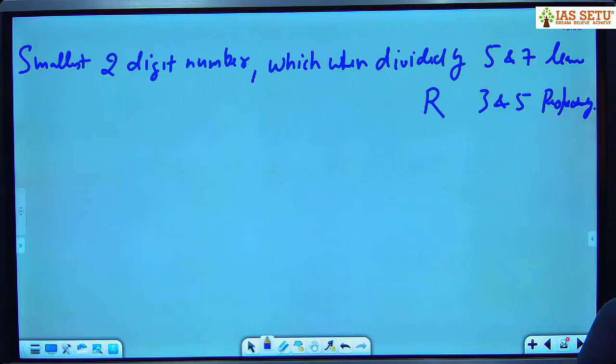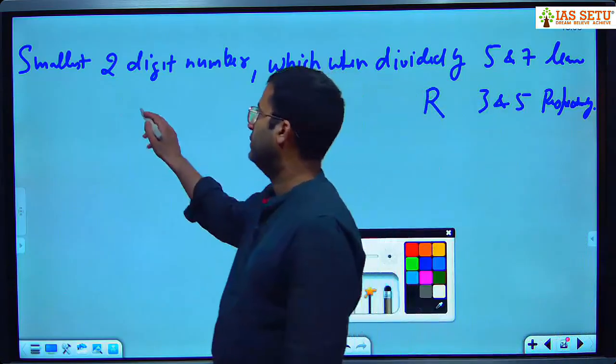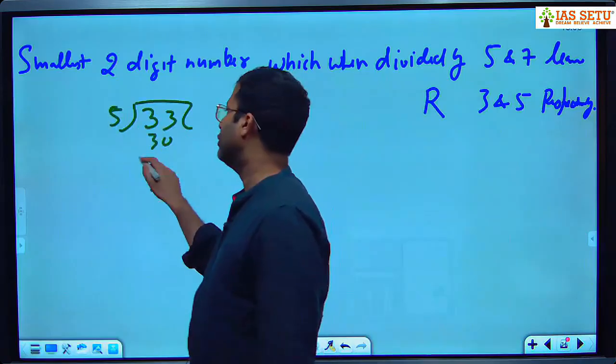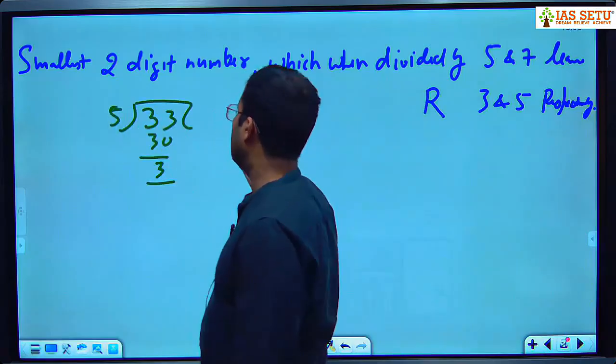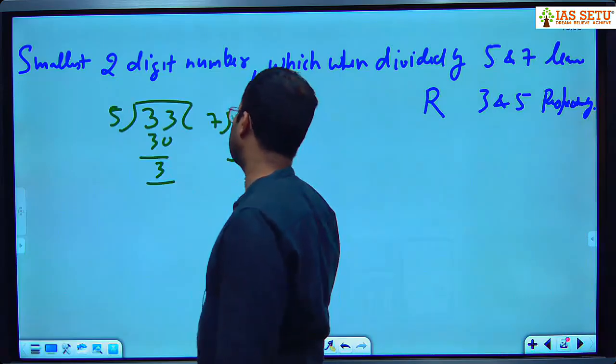Yes, many of you got answer 33. Let me check your conceptual clarity. ठीक है? 85 is wrong, 78 is wrong. Yes, correct answer is 33. When you divide 33 by 5, your remainder is 3. When you divide 33 by 7, your remainder is 5.